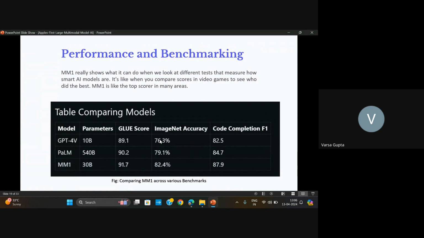And for writing code, it does the best job with a score of 87.9%, showing that it's really good at understanding and creating computer code. Looking at the table, we can see that MM1 is leading in all these scenarios. This is how fast MM1 is performing. In the future, it can be a challenge to ChatGPT and Palm, other existing multimodals.